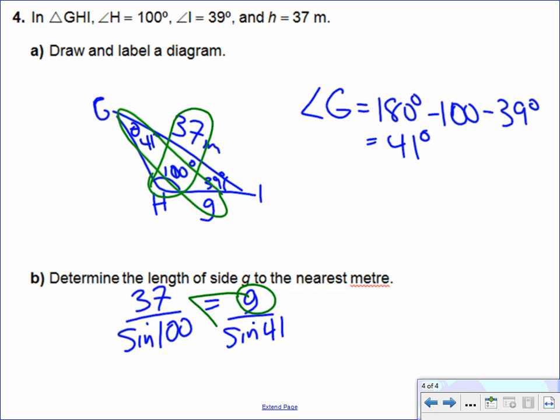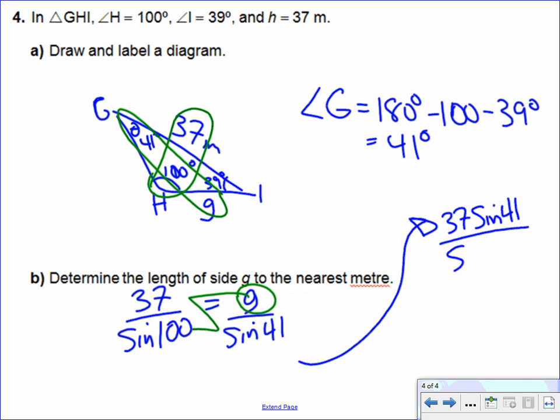I start at my G and do my Zorro. I'm going to come up over here so I don't run out of space. So I have 37 sine 41 over sine 100. So 37 times sine 41, then hit equals, divide by sine 100 gives me 25 centimeters, or meters, excuse me.